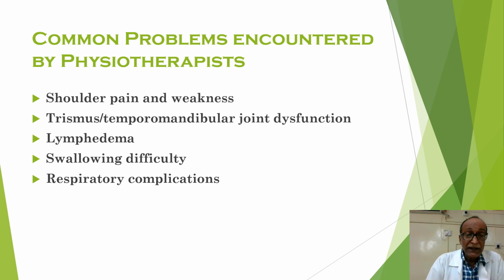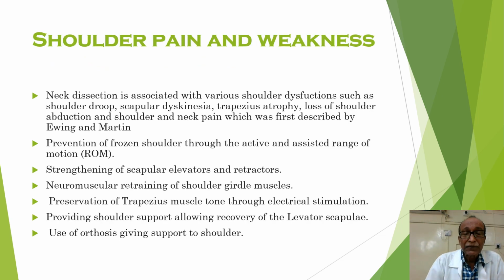The problems which you will be dealing with in head and neck cancer management are primarily shoulder pain and weakness, trismus and temporomandibular joint dysfunction, lymphedema, swallowing difficulty, and respiratory complications. Shoulder pain and weakness is the first. Neck dissection is associated with this because of loss of function. It can be prevented through assisted range of movement exercises, strengthening of elevators, neuromuscular retraining, preservation of the trapezius muscle, electrical stimulation, providing many types of shoulder support, etc.